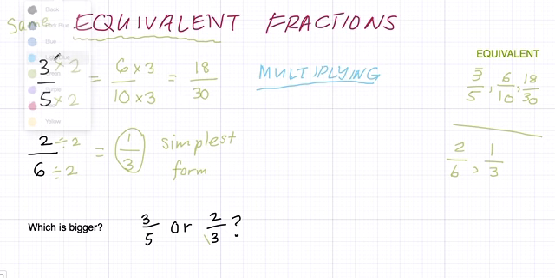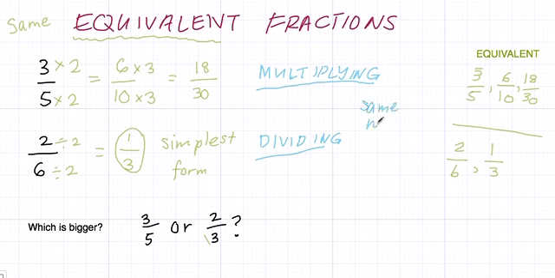So again, the two ways that you can find equivalent fractions is by multiplying or by dividing. And when you do that, you have to make sure that you're doing both of these by the same number on the top and the bottom of the fraction. Okay, so the same number, top and bottom. Always. We always do that with fractions. That just keeps them so that they're still the same fraction.